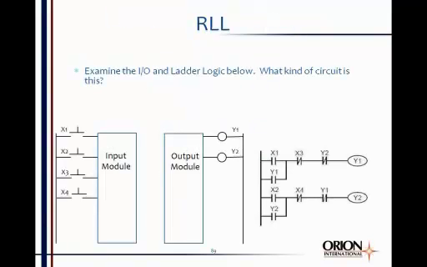Let's take a look at this little device right here, this little I/O circuit. I've given you an input module on the left, an output module on the right, and a schematic over here on the right, relay ladder logic. Okay, this is relay ladder logic. And let's see if we can figure out how this operates. I've got 4 normally open push buttons feeding input module points X1, X2, X3, and X4. All of those go into the input module. They're normally open push buttons. And then I come out of the output with these coils.